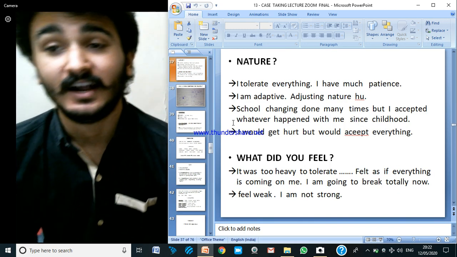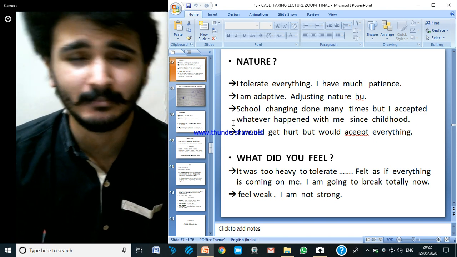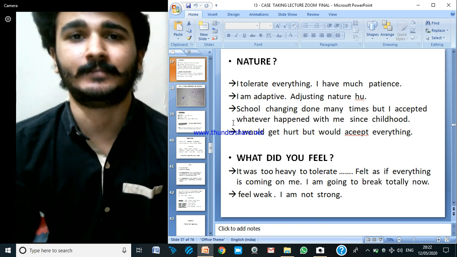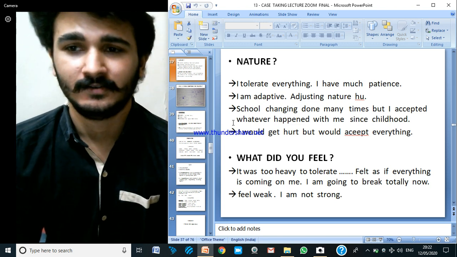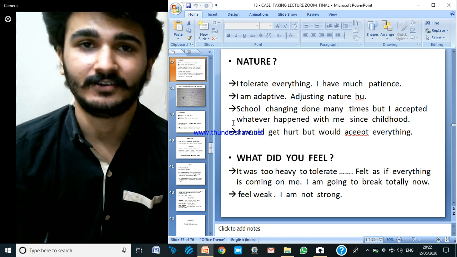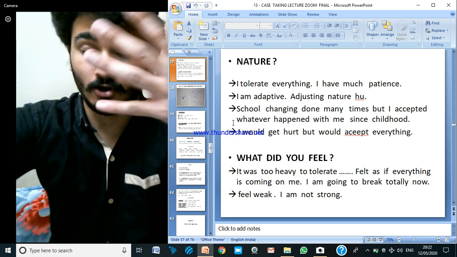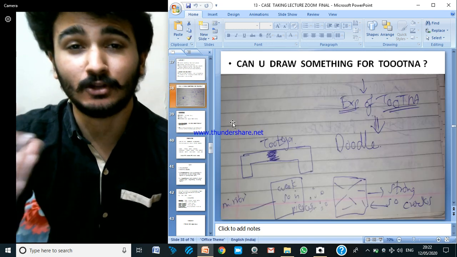I asked her nature, I tolerate everything, I have so much patience. In my life there have happened many changes, but I accepted everything. Even if I got hurt, I accepted. So what do you feel? It was too heavy to tolerate. I can't tolerate all this. It is coming all on me. मैं टूट जाऊंगी अभी. I will break now. I feel weak. I'm not strong.